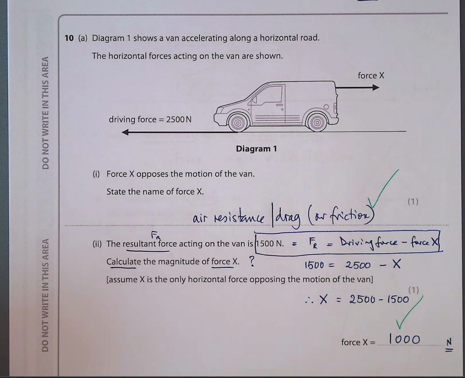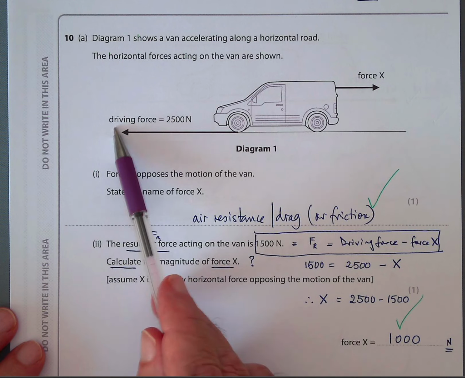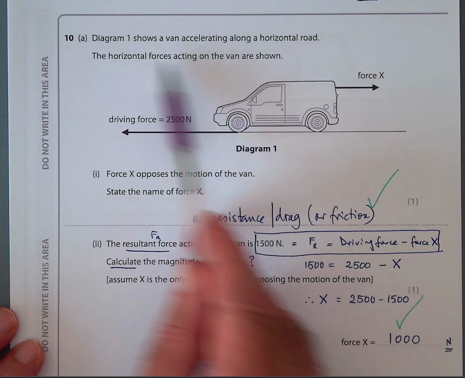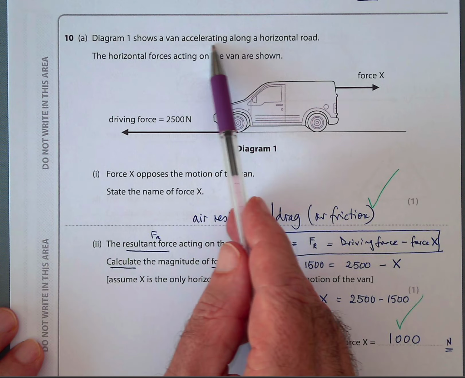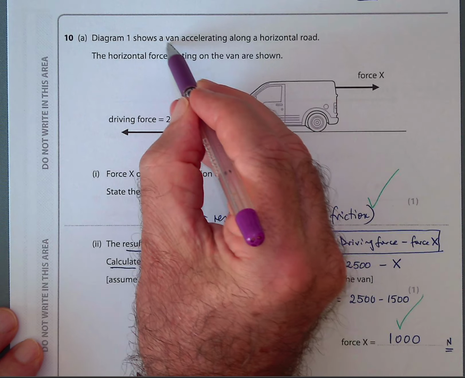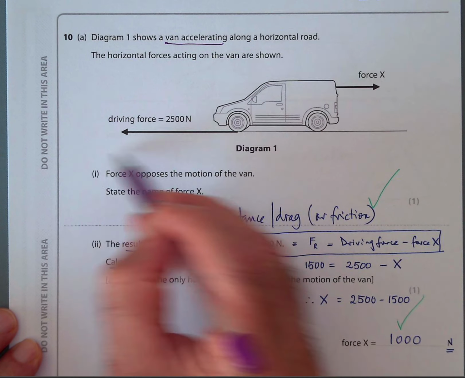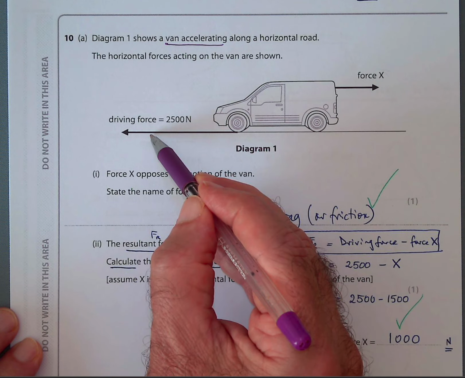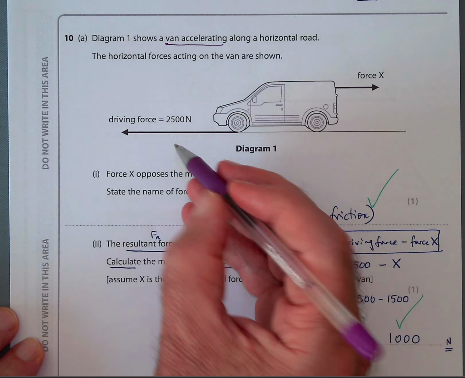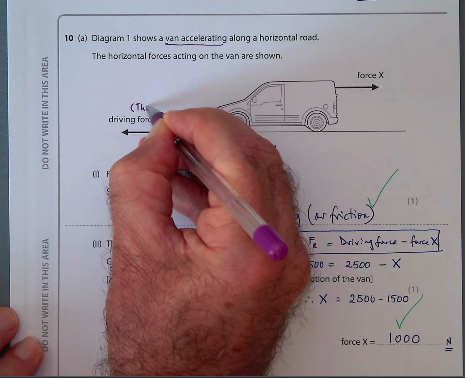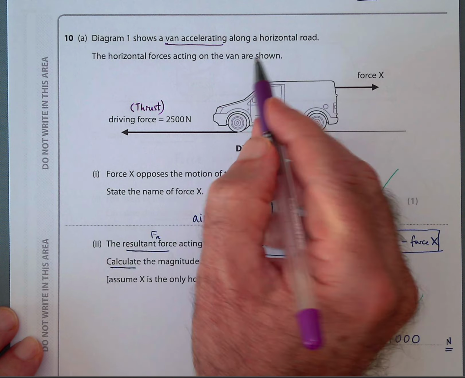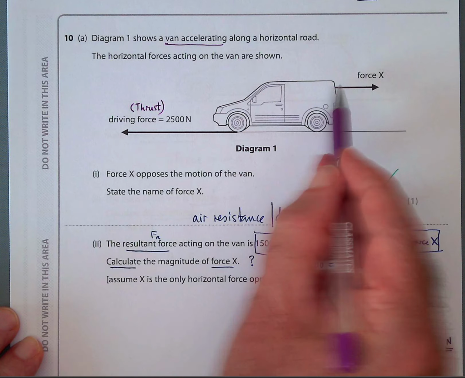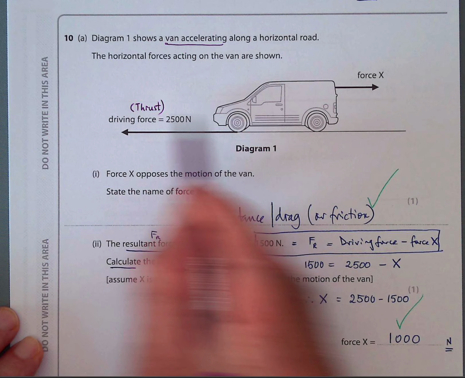Question 10 is about forces and motion. You've got a driving force here in a van, and there's a force pulling it back. Diagram 1 shows a van accelerating, so it's speeding up. That means the driving force must be bigger than the resistive force, which is going against the driving force. Another word for driving force is thrust, like an engine thrust. The horizontal forces acting on the van are shown. Horizontal means along the horizon.